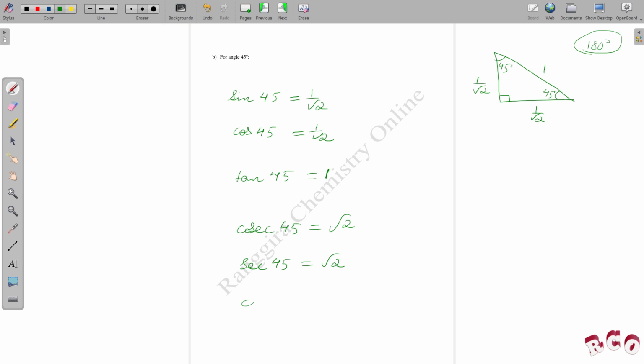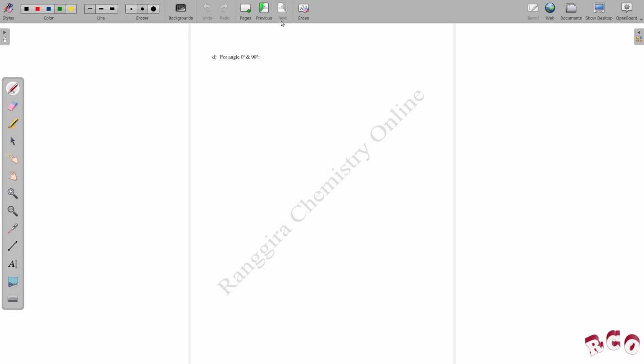And then cot 45 will be what? It is again adjacent by opposite, so it will be 1. That's why it is very important. Just remember this. Let us go to the next page.